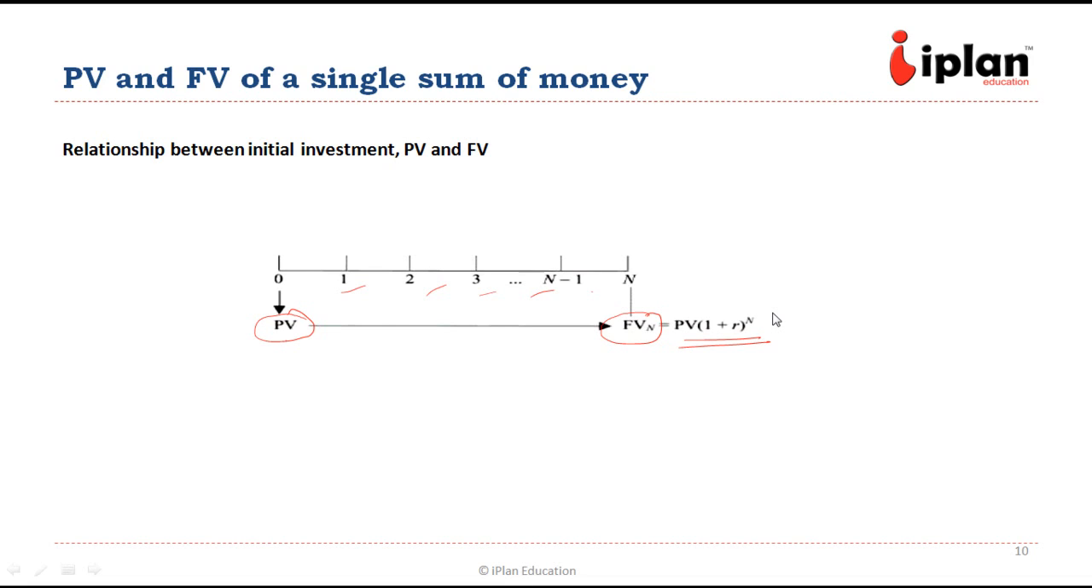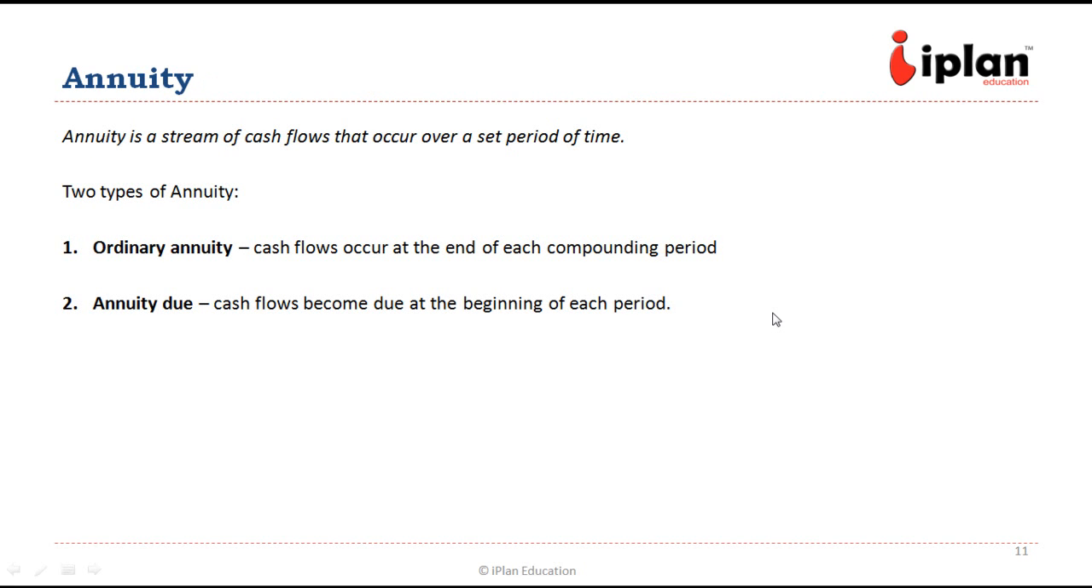Now let us look at the cases where there are multiple cash flows instead of a single cash flow like this. Firstly, there's the annuity. It is a stream of cash flows which occur over a period of time. The same amount of money is to be received at each compounding period. For example, the ordinary annuity, where the cash flow occurs at the end of each compounding period.